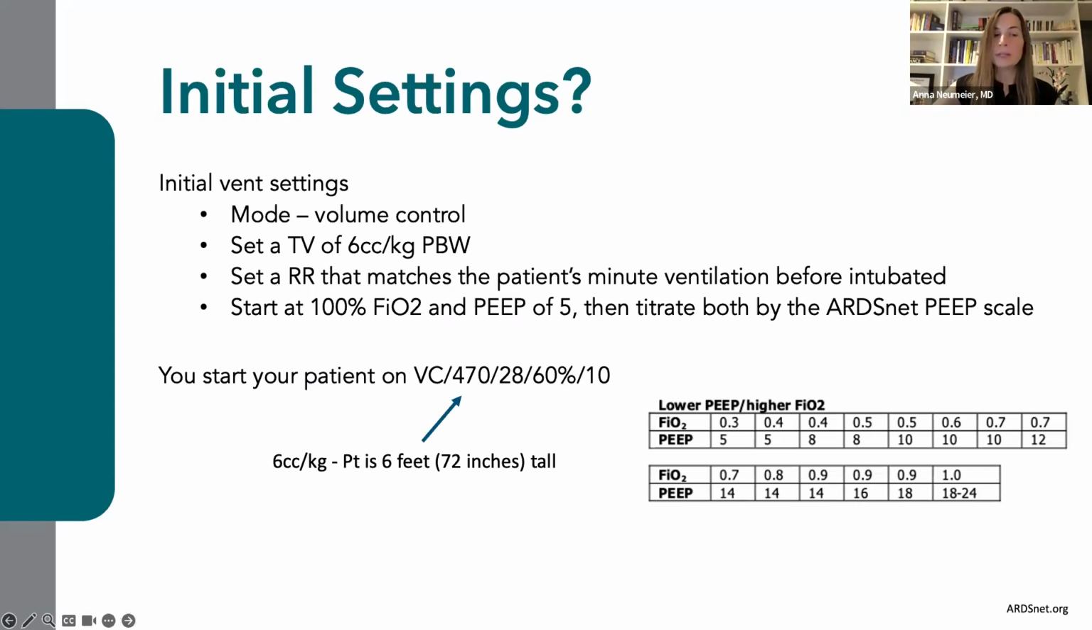So this patient ultimately settles out on volume control with a tidal volume of 470, respiratory rate of 28, FiO2 of 60%, and a PEEP of 10. Recognizing that for a 6-foot tall man, the predicted body weight at 6 cc's per kilogram comes out to be a tidal volume of 470.